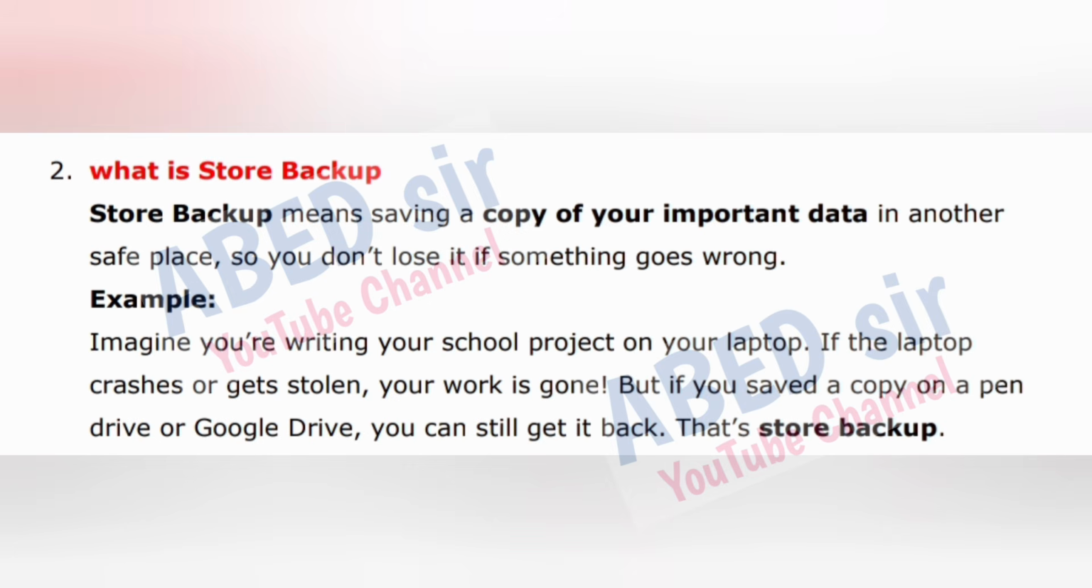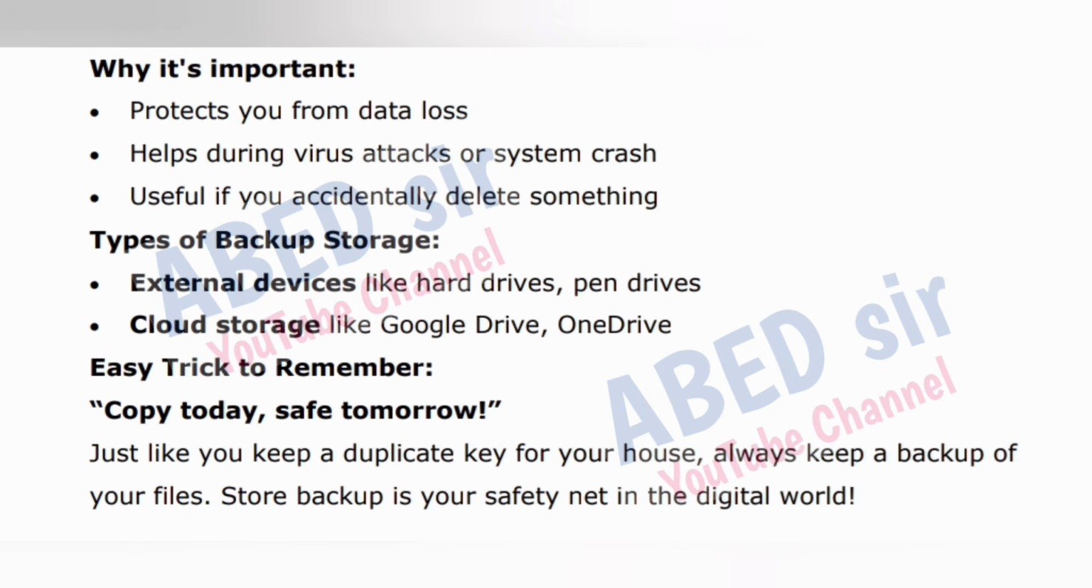That's store backup. Why is it important? Protects you from data loss. Helps during virus attacks or system crash. Useful if you accidentally delete something. Types of backup storage: external devices like hard drives, pen drives. Cloud storage like Google Drive, OneDrive.